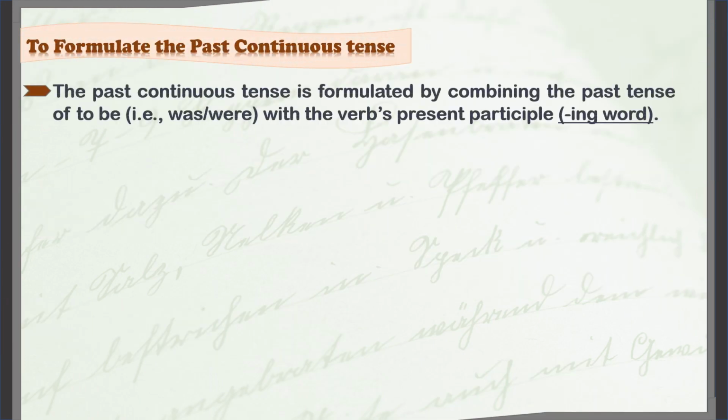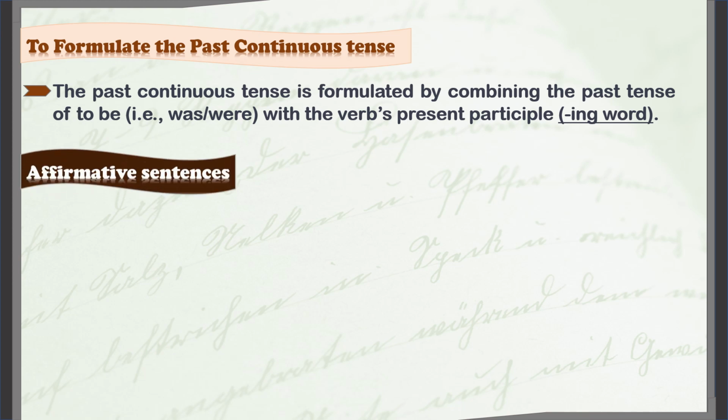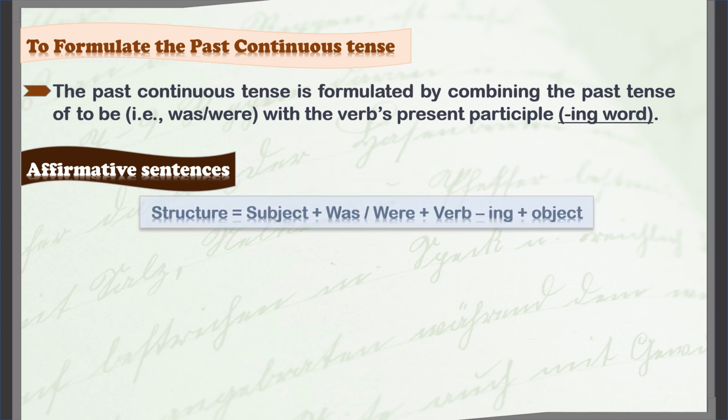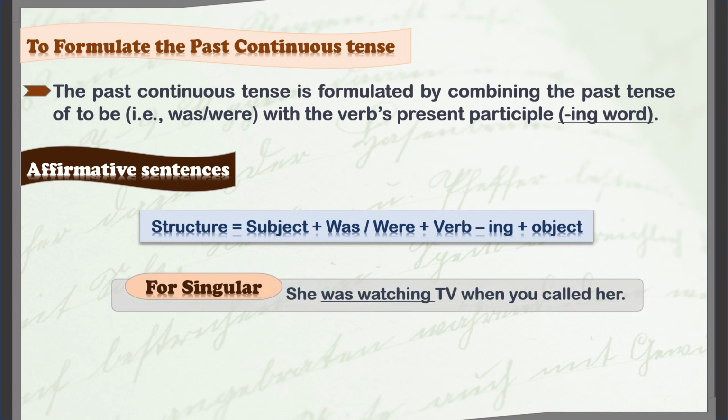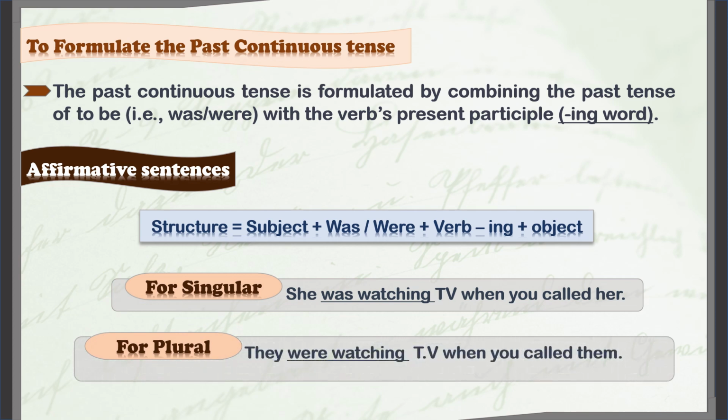To formulate the past continuous tense, we combine the past tense of the verb to be with the verb's present participle. Now let us look at affirmative sentence of past continuous tense. Its structure is subject plus was or were plus verb with ing plus object. Example for singular. She was watching TV when you called her. Example for plural. They were watching TV when you called them.